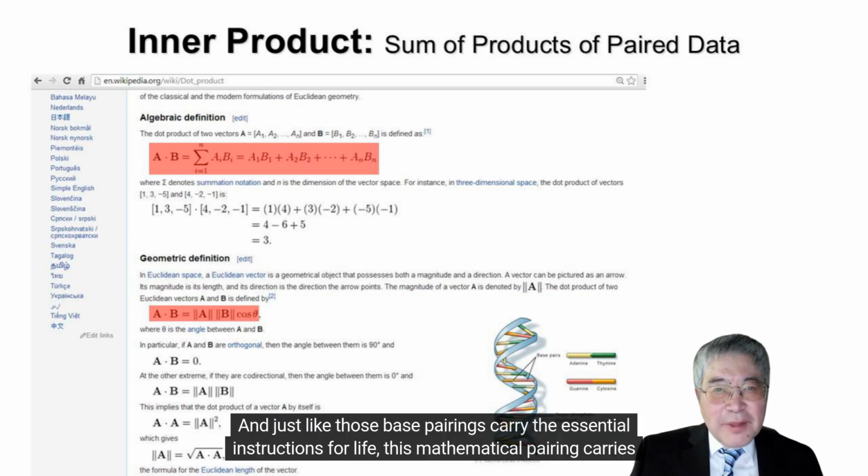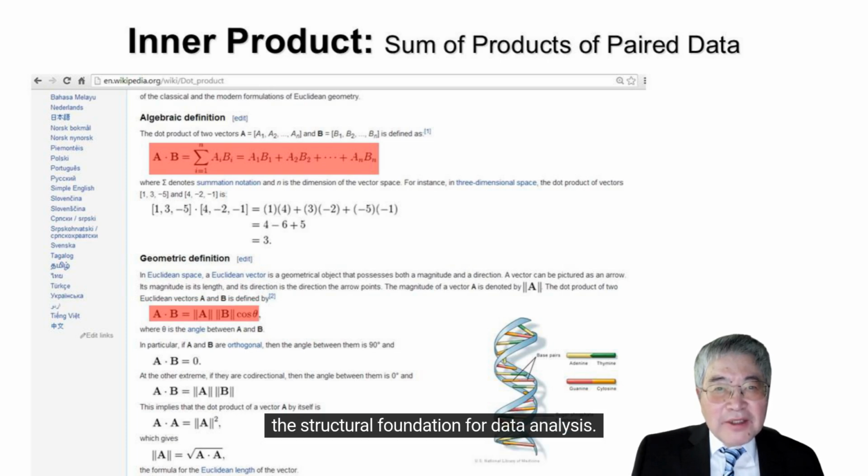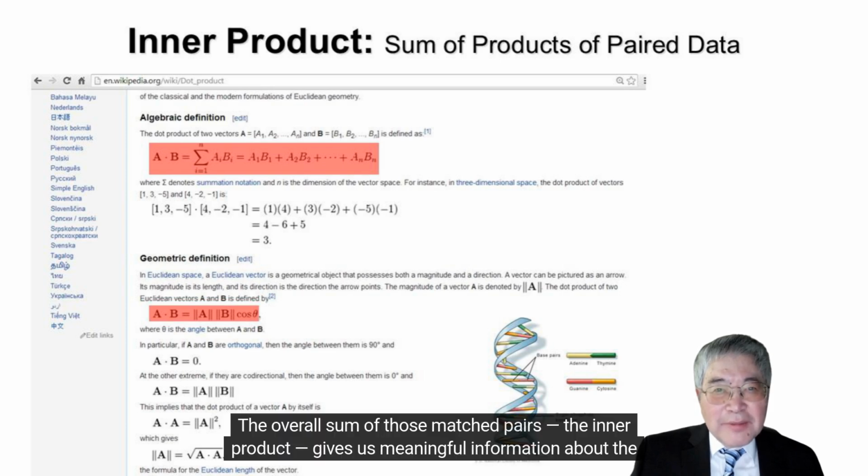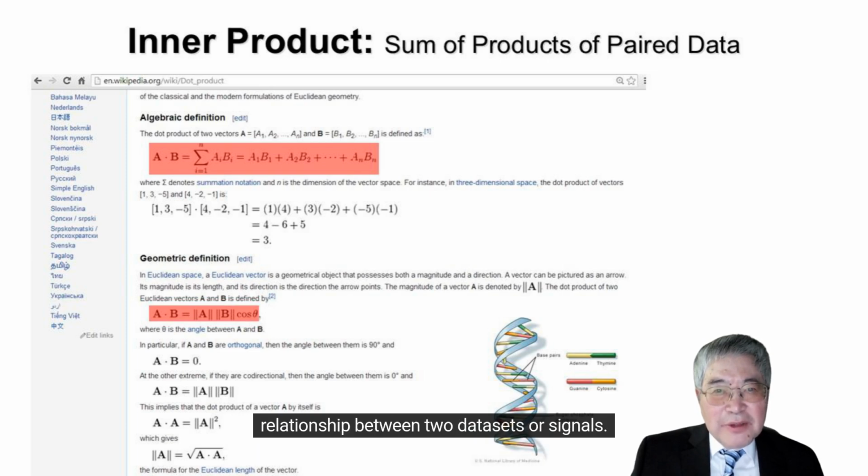And just like those base pairings carry the essential instructions for life, this mathematical pairing carries the structural foundation for data analysis. The overall sum of those matched pairs, the inner product, gives us meaningful information about the relationship between two datasets or signals.